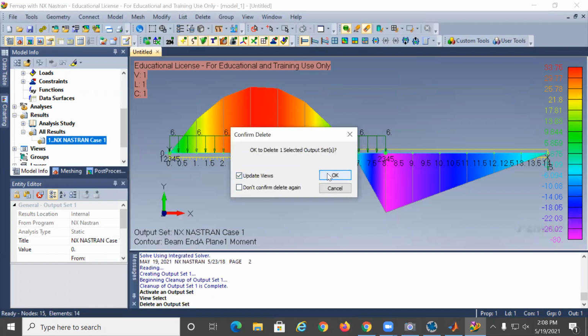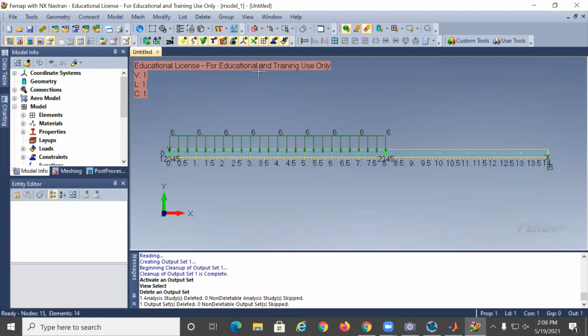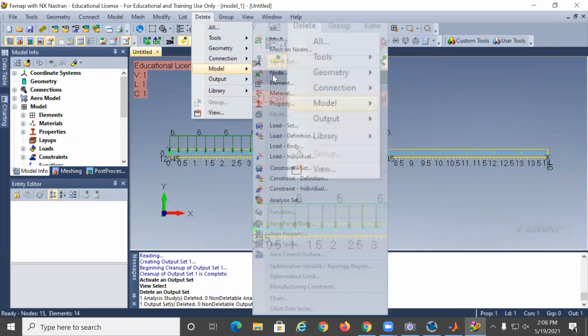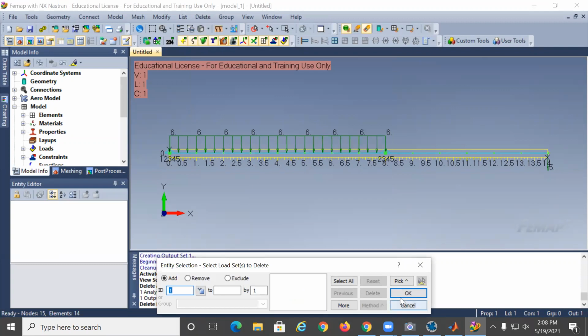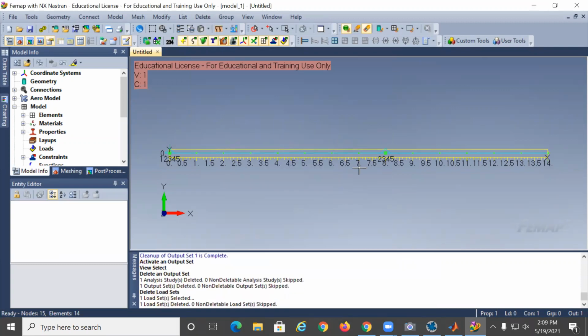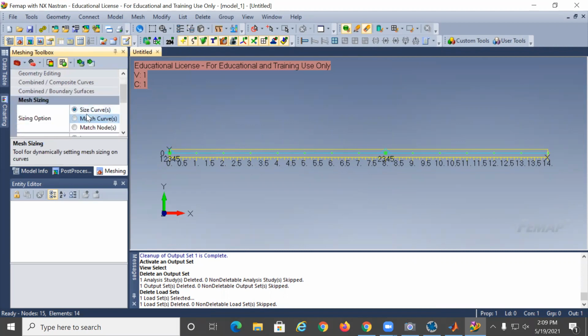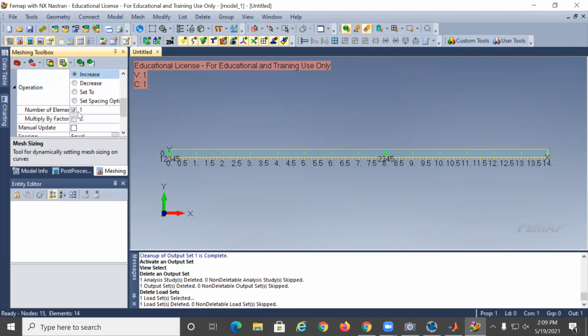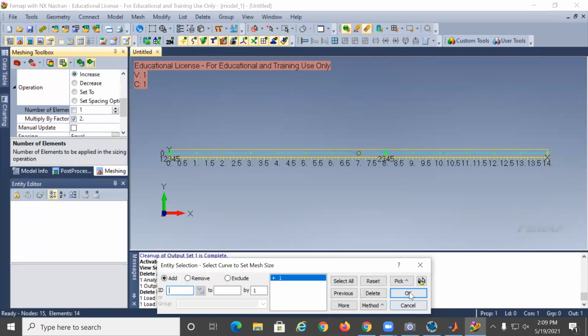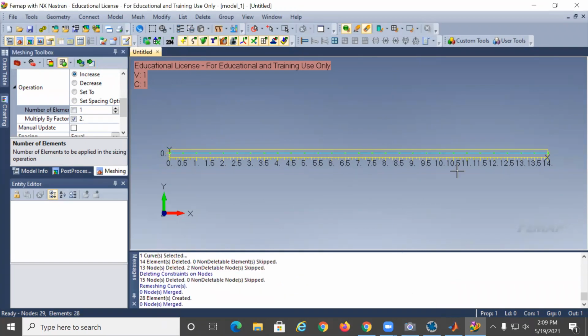Delete, results, preserve, undo. Now I can do delete, model, load sets, because that's going to change. Okay, okay. And I could come here. I could do it different ways, but you can click here on meshing. No, this is meshing. Meshing size. Increase by 2. You select the curve. And it has increased this by 2, no?